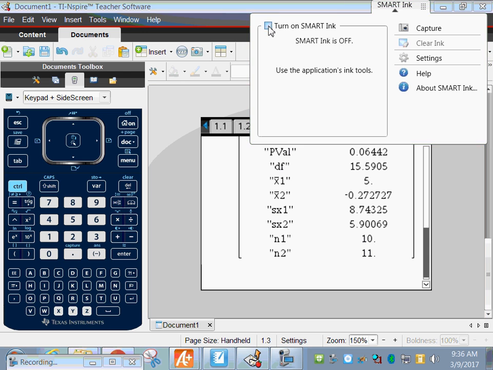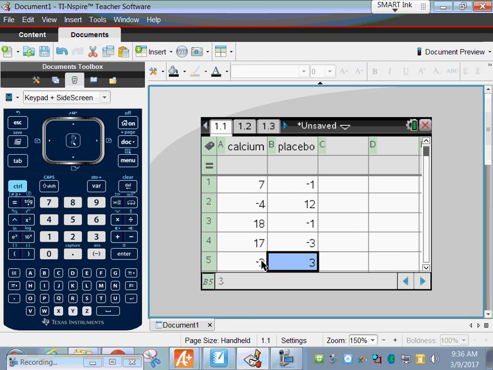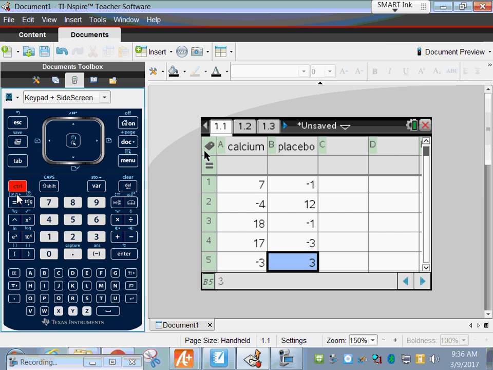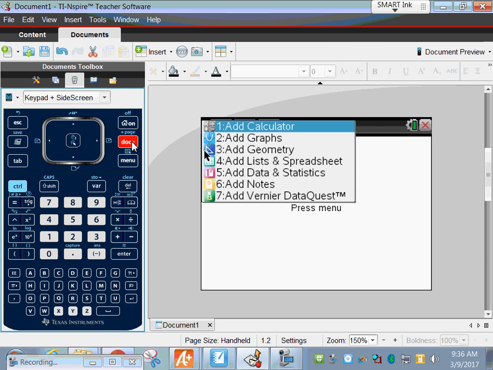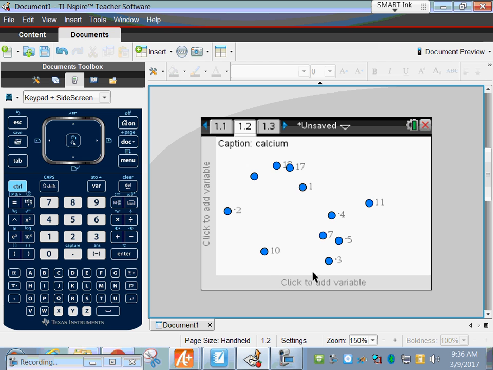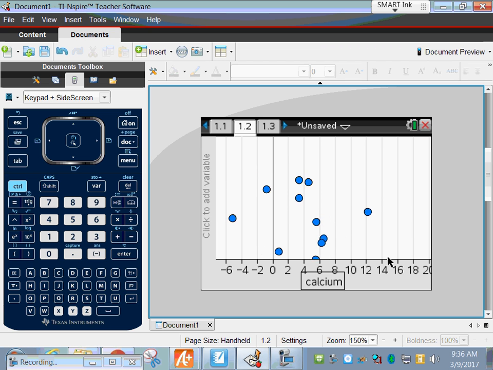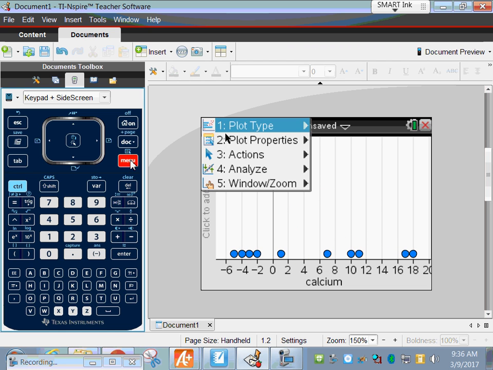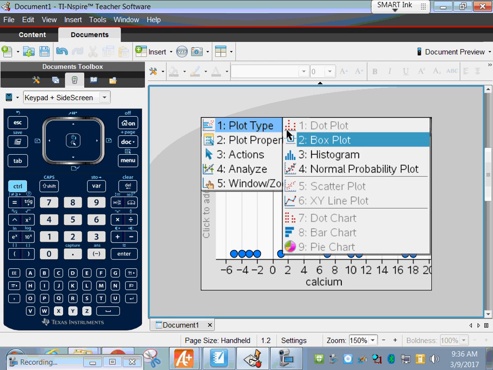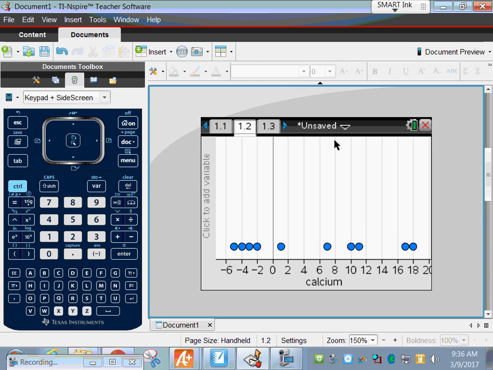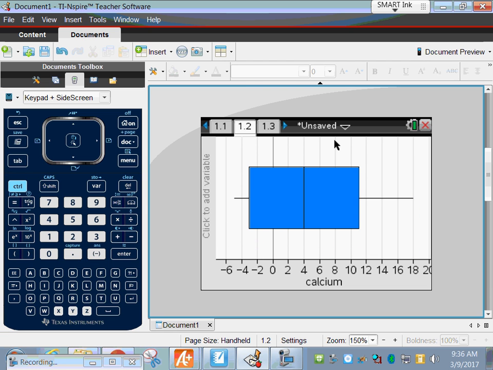I do want to show you guys something. So I put the data in, so calcium people, placebo people, and you can actually put the graphs on one page, so I do want to show you that. So when you're doing the test, add variable, we've got our calcium people, and I'm going to do a box plot. You can do whichever one you want. I'm going to do a box plot. And I want to put them next to each other.